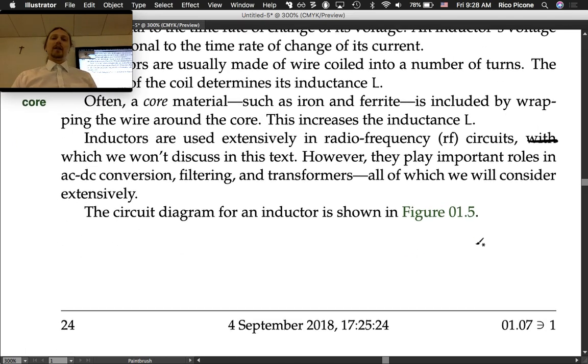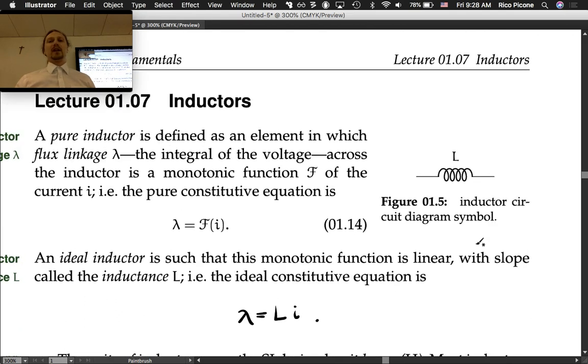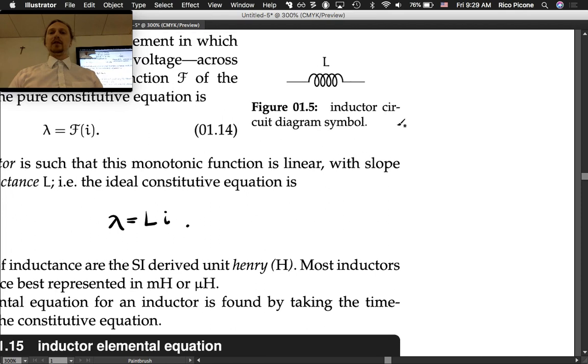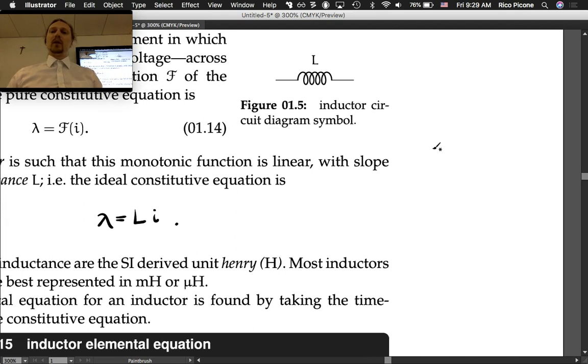The circuit diagram for an inductor is shown in figure 1.5. So we said it's a coil. We draw it like a coil. Something that I didn't talk about in here, but which is also the case, is that these coils, and I'll draw a coil over here instead of using the symbol, will often have some material inside the coil. So we'll put in a core, okay?